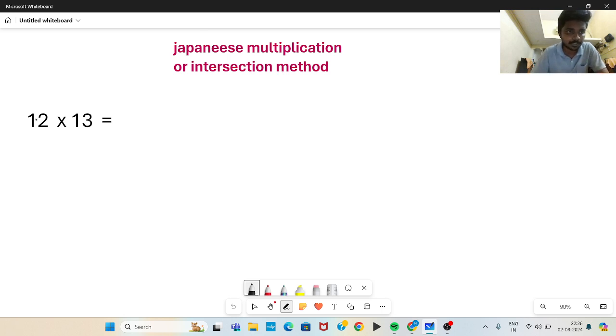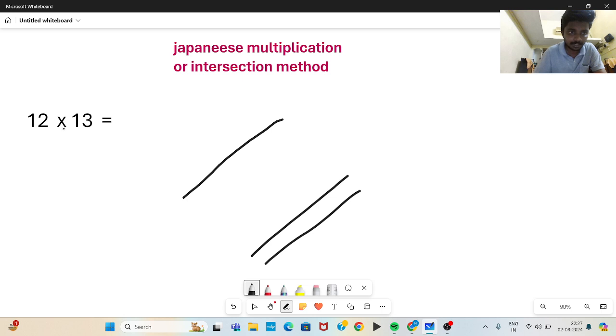We have a problem here, 12 into 13, 12 times 13. How do we do that? In this method it's basically about lines and intersections. First, for representing this 1, we'll draw one line. Next, for representing this 2, we'll draw two lines. Similarly, now it is a cross here, so we'll draw the lines crossly now.